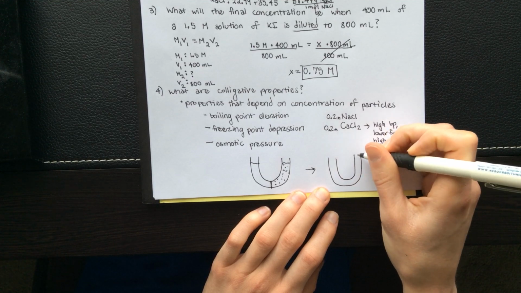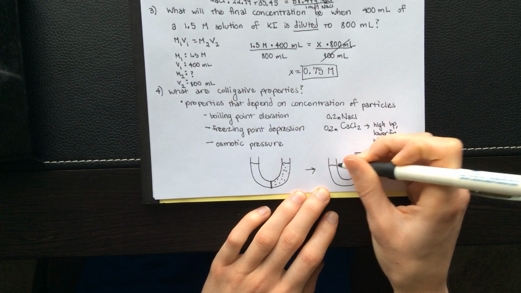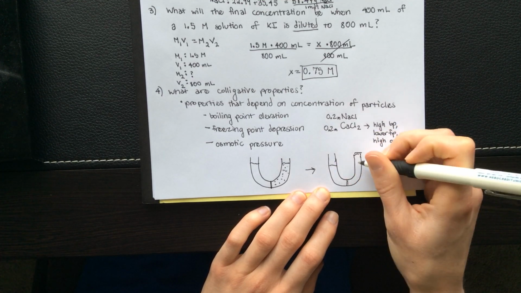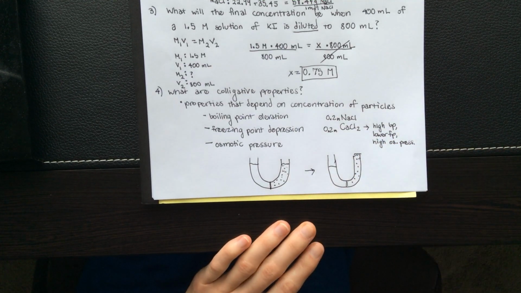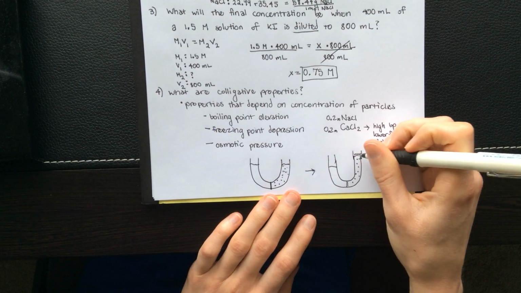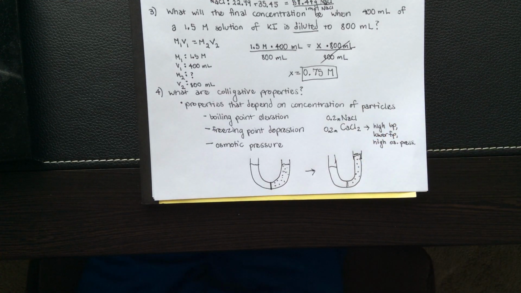So what's going to happen is the water level will rise on this side and fall on this side. And then the concentration will be a little bit lower of the sugar or whatever particles we have.